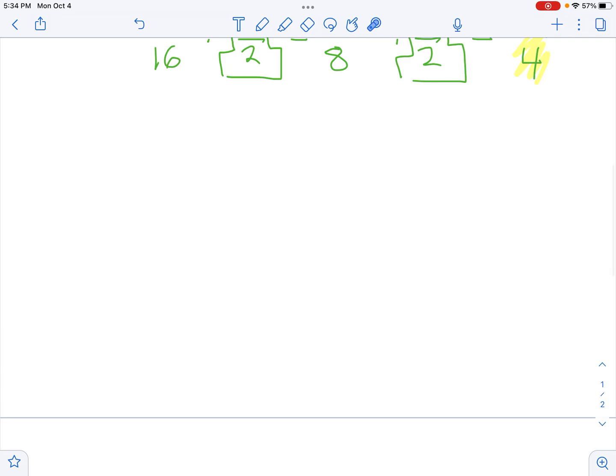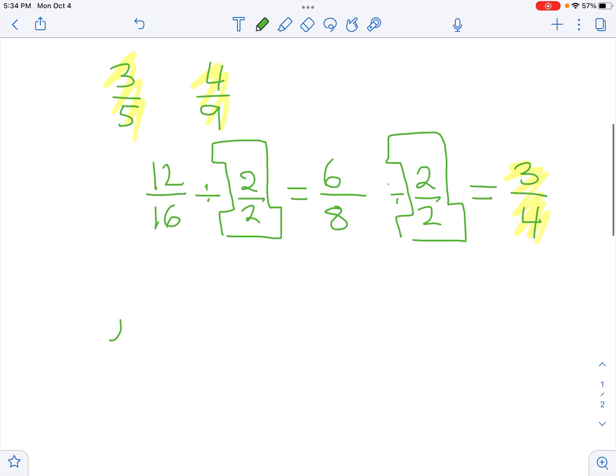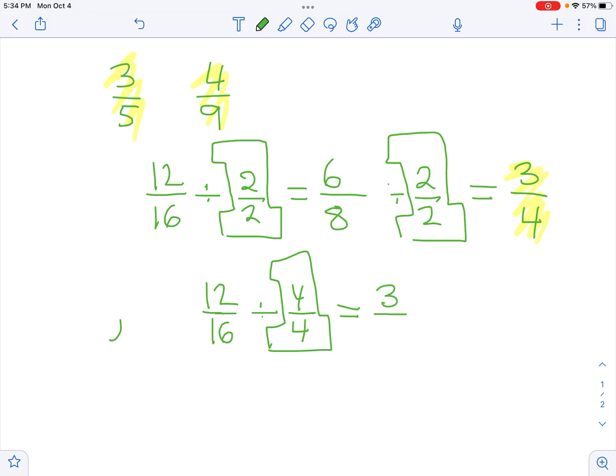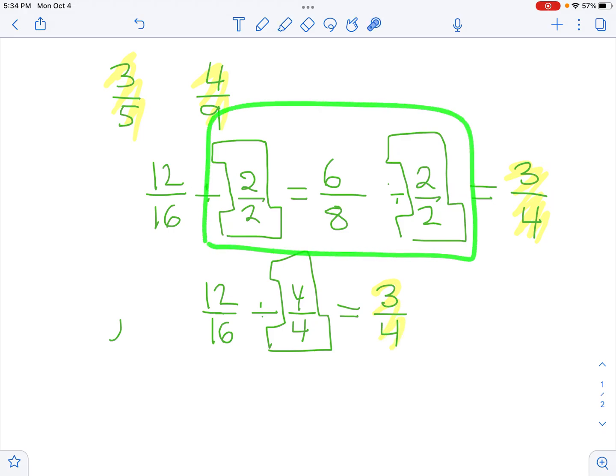So we can try a different one, one that might be a little bit trickier. Actually, before I do that, let me show you that we could have taken 12/16 and found a larger common factor. It turns out that 4 is a larger common factor, so we could divide by 4/4. Since 4 is the greatest common factor, 12 divided by 4 is 3, 16 divided by 4 is 4, and we get 3/4 in just one step, whereas here we needed 2 steps to do it.